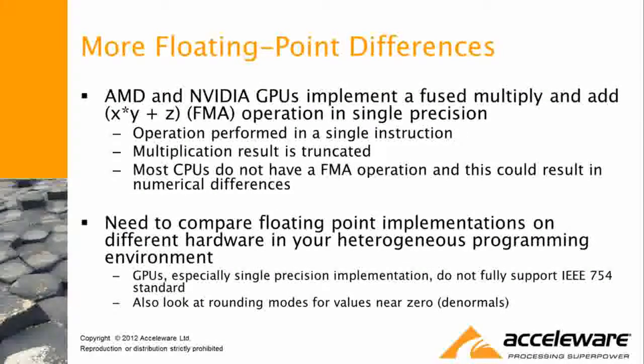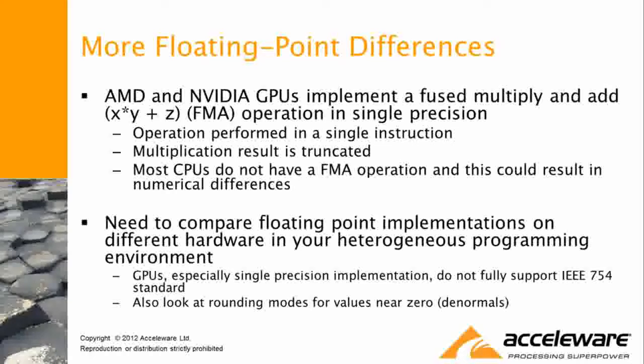So, some more floating point differences. NVIDIA GPUs implement a fused multiply-add in single precision. It's performed in a single instruction, and because of that, the multiplication is truncated. Most CPUs don't have an FMA type thing, so that can cause numerical differences as well. And again, sometimes the GPU doesn't necessarily support this, depending on the vintage that you have.